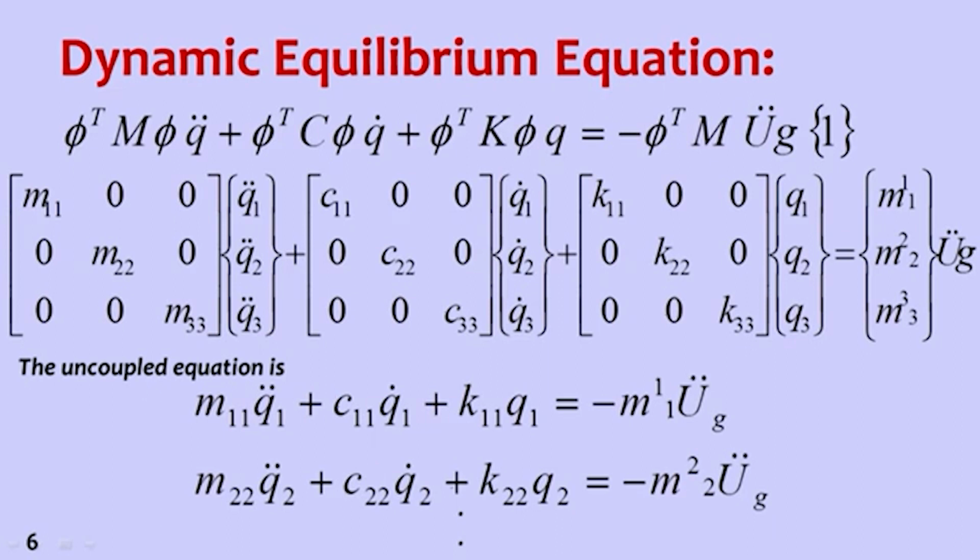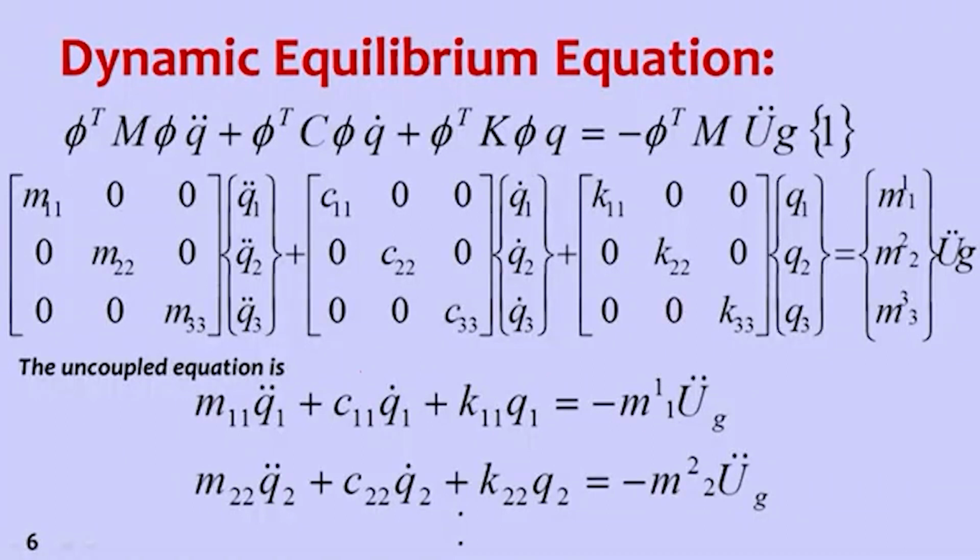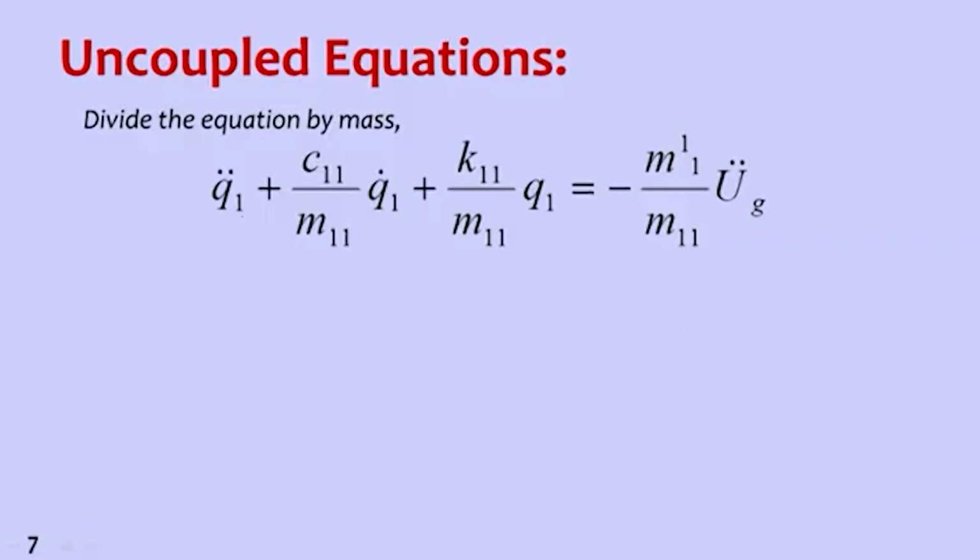In a way, what we have done here is convert n degree of freedom systems into n single degree of freedom systems. Each equation is a single degree of freedom system with changed coordinates. The displacement function is no longer in terms of u; it has been converted into q. When we take one equation and divide it by its own mass, we get q1 double dot plus c11 by m11 q1 dot plus k11 by m11 q1 is equal to minus m1 by m11 u double dot g, where u double dot g is the ground acceleration.